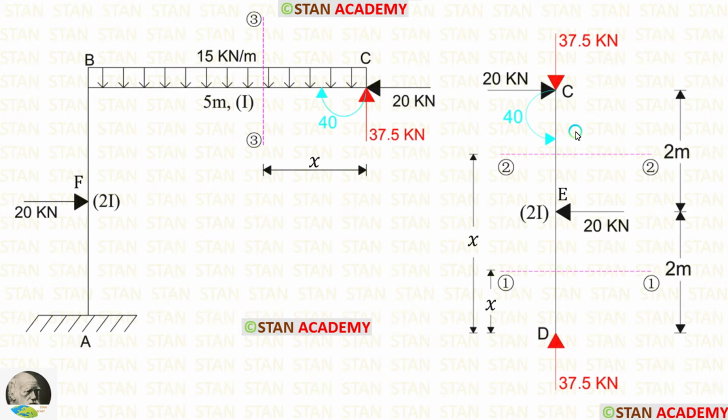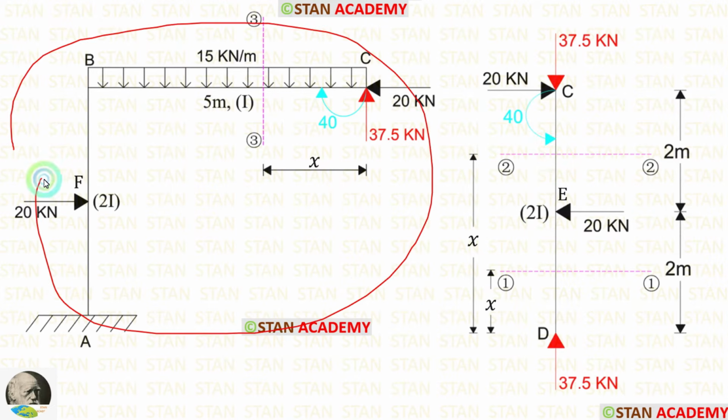Now let us find the moment at the point C. This 20 kN is acting about the point C in the clockwise direction and the distance is 2. 2 into 20, we will get 40. Since this load is acting in the clockwise direction, the moment at the point C should be acting in the anti-clockwise direction. Now let us take the left side.